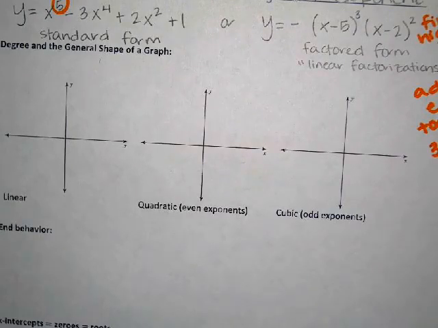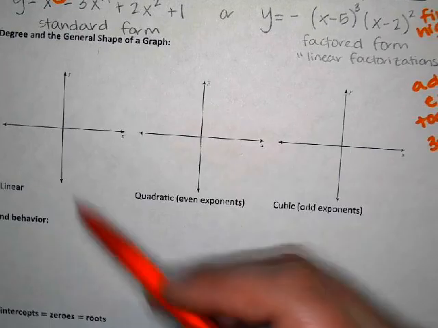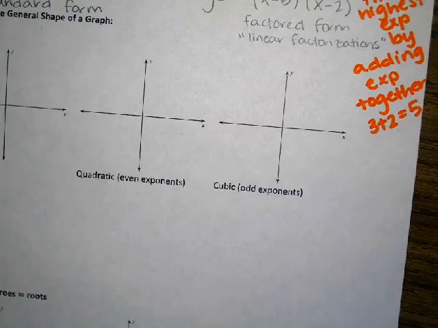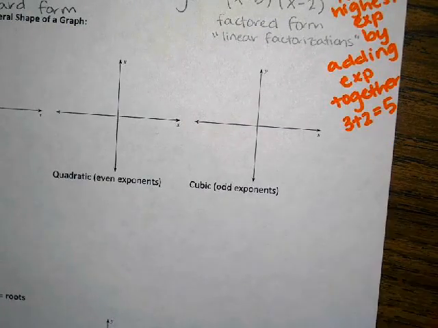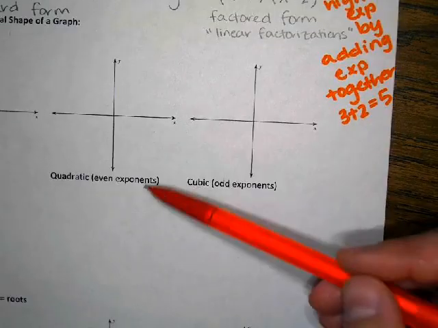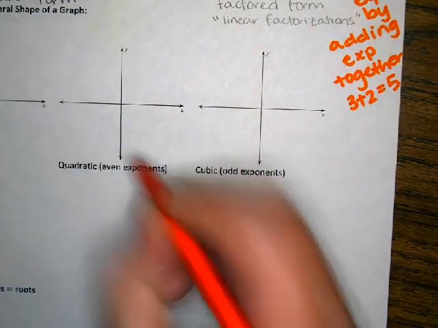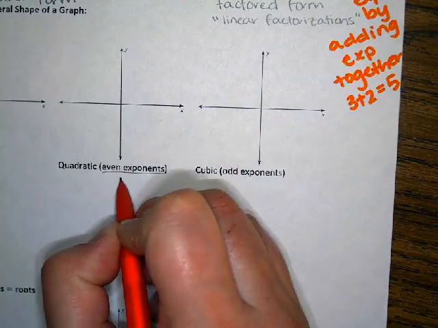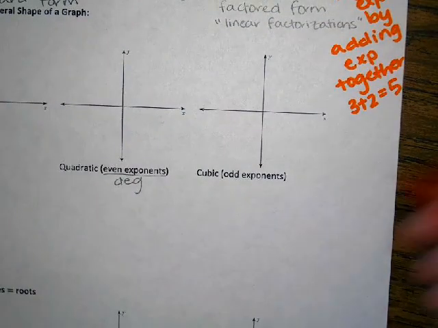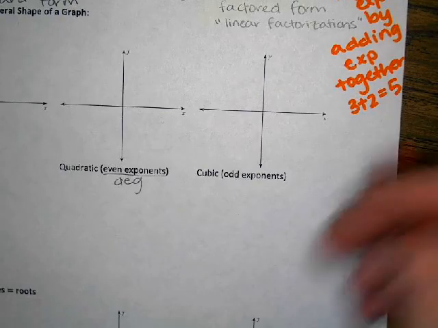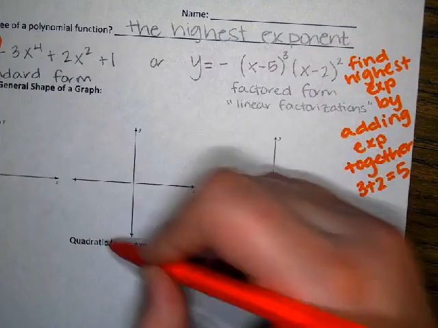So we've got basically two options. Linear is probably never going to happen. We're never really going to look at linear. So quadratic graphs are going to be anything that ends up having a degree that is an even exponent. So maybe our highest exponent or our degree could end up being 8, or maybe 4, or maybe 6. Then the overall shape of our graph is going to be a quadratic shape.